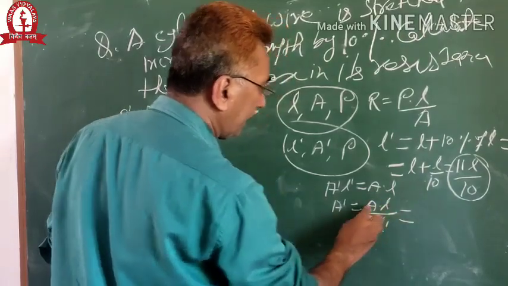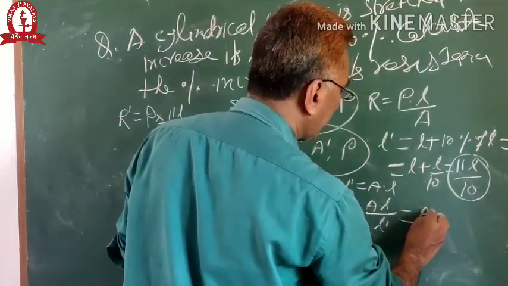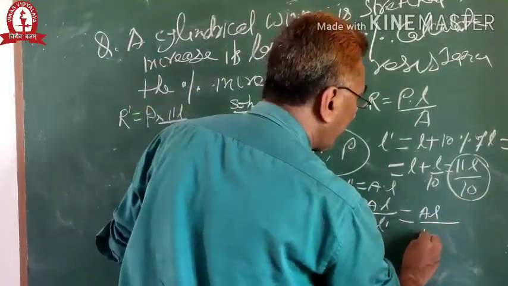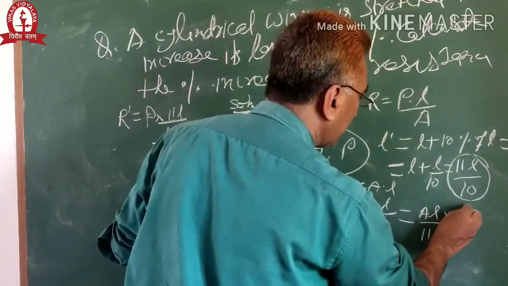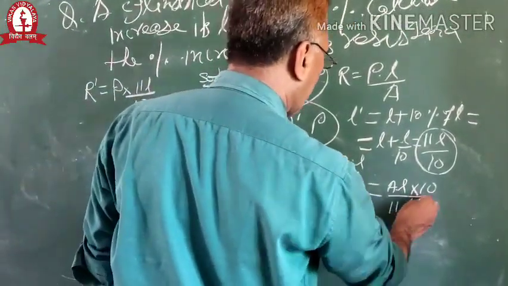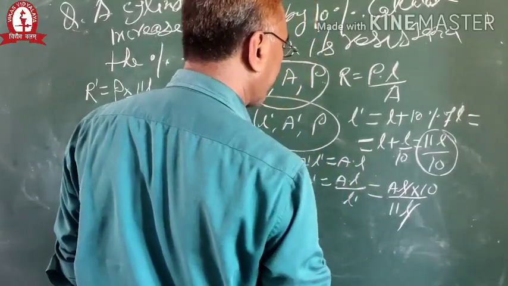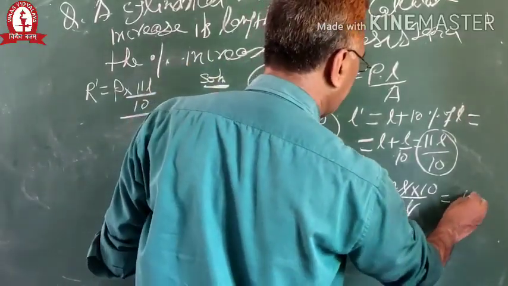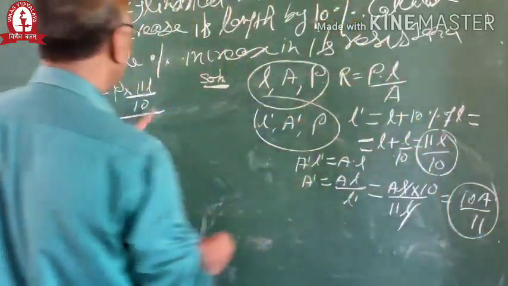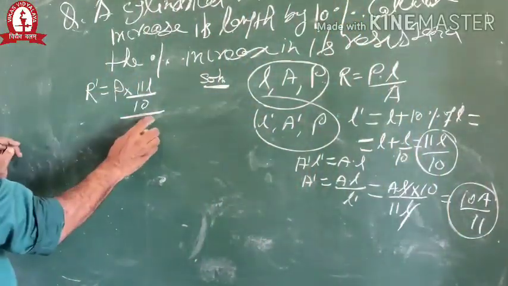Now see here, A into L upon L dash, where L dash is equal to 11L upon 10. So cancelling L and L, the new area becomes 10A by 11. This is the new area.